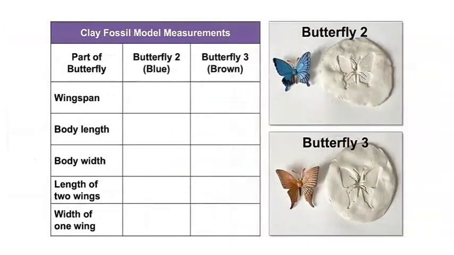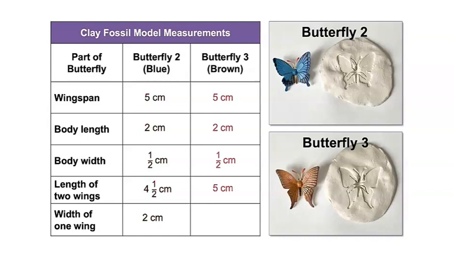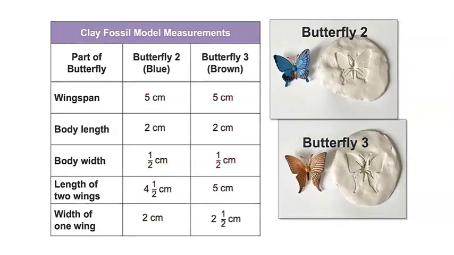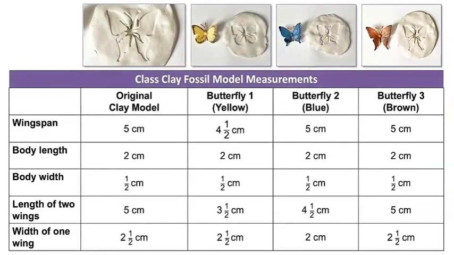I used the same process to measure the impressions of butterfly 2, the blue butterfly, and butterfly 3, the brown butterfly. So for comparison, here are the measurements of our original clay model, next to the measurements of plastic toy butterfly impressions 1, 2, and 3.